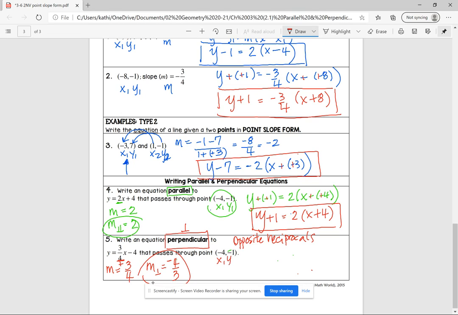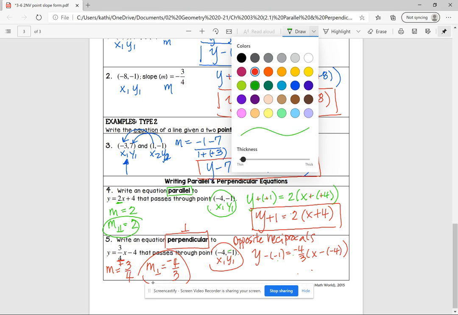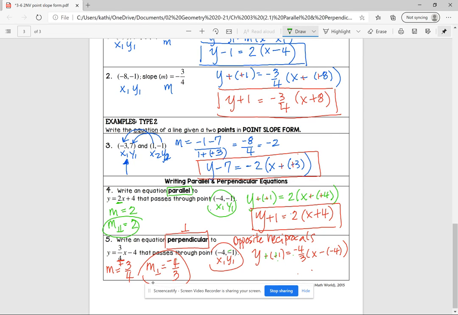And here's x1, y1. So I'm going to substitute, and I have y minus y1, which is negative 1, equals my slope, negative 4/3, times x minus x1, which is negative 4. So I'm going to subtract my negatives. So this is y plus 1 equals negative 4/3 times the quantity x plus 4. Okay, that's it.